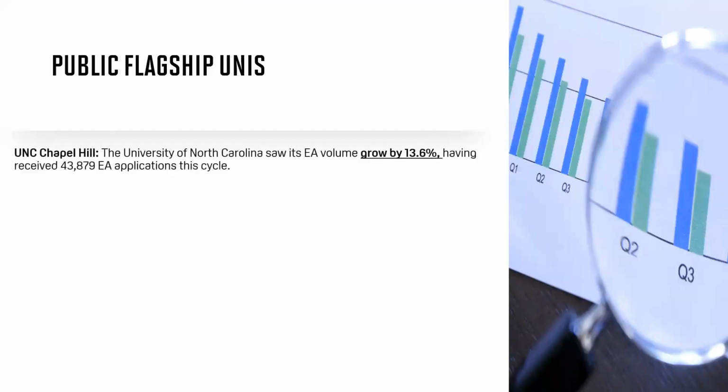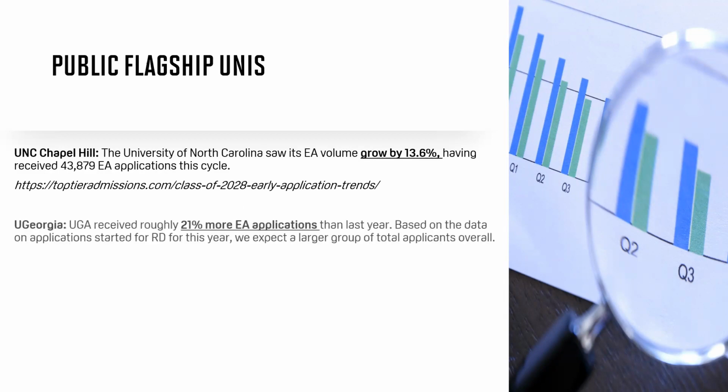And we're going to talk now just about one trend that we're spotting in this cycle, which is that a number of flagship universities are seeing significant growth in the number of early applications. And most of them will have early action as opposed to early decision. Some of them, like the University of Virginia, have both, but Chapel Hill saw its volume grow by almost 14% in this cycle, which is significant. Jason, do you want to?